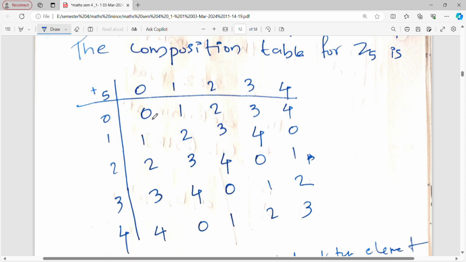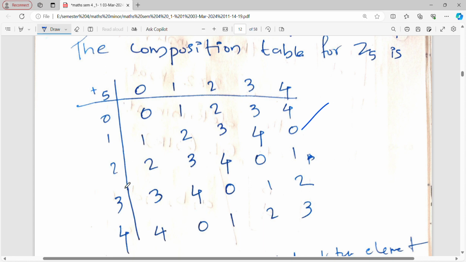So 0 plus 0 is 0, fine. 0 plus 1, 1. 0 added to 2, 2, and 3, 4. That row is perfect. Then comes 1. 1 added with 0 gives you 1. 1 added with 1 gives you 2, 1 added with 2 gives you 3, 1 plus 3 is equal to 4, 1 plus 4 is equal to 5. Okay, if it reaches 5, you need to start subtracting this particular number n. 5 minus 5 is equal to 0. Okay, got that.